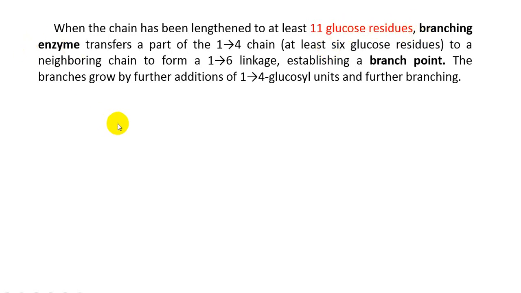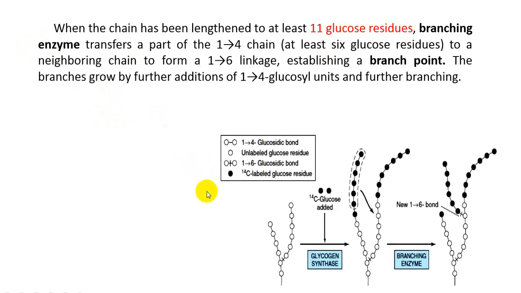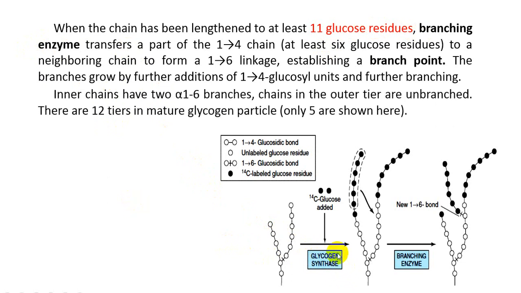Then the branching enzyme transfers. Have a look at this. After the chain has reached 11 glucose residues, like this one: 1 2 3 4 5 6 7 8 9 10 11, this is the new chain. The branching enzyme will be active and transfer a certain chain containing at least 6 glucose residues. This chain will be broken by the branching enzyme.